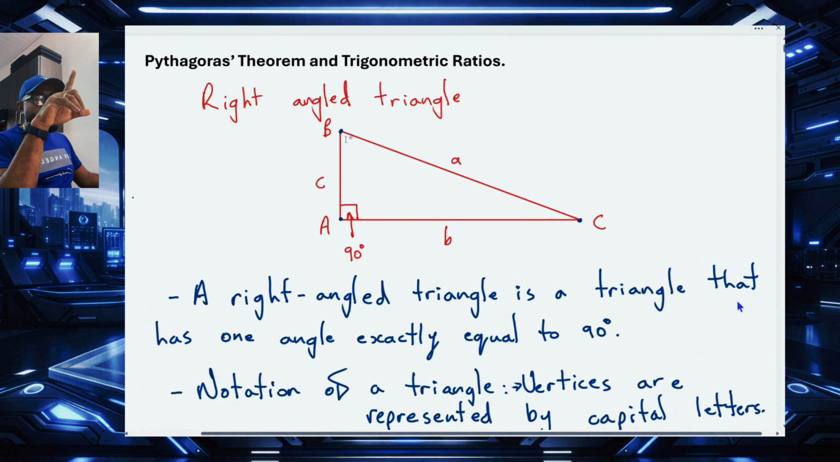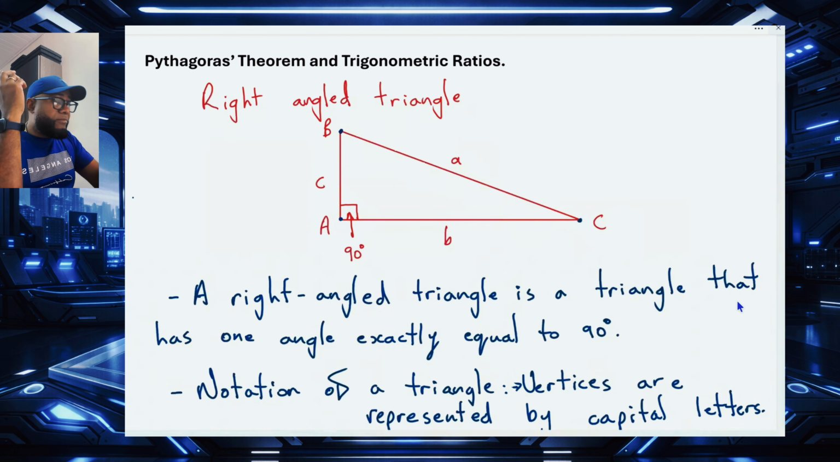So notation of a triangle is very important when you're doing trigonometric ratios and Pythagoras' theorem, right? You see this capital B here? Your capital letters represent your vertices, right? Some people say when you say capital B here, you're also talking about this angle here. But the angle at capital B in reality is actually ABC, right? That is how you would write that angle. Write it A to B to C, okay?